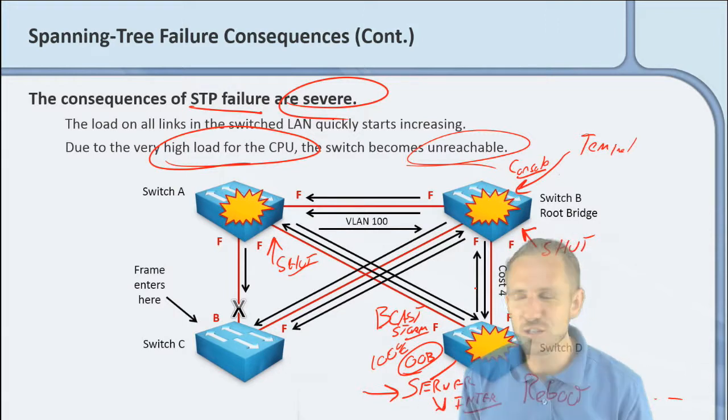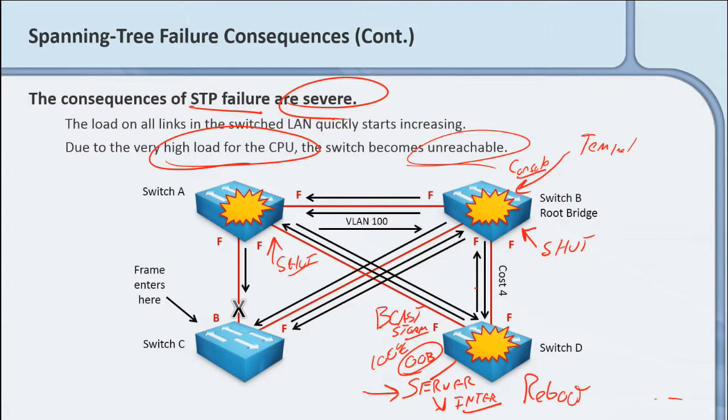So sorry if I'm beating a dead horse here, but we want to have spanning tree enabled. It makes our life a lot easier and protects us from any type of failure.